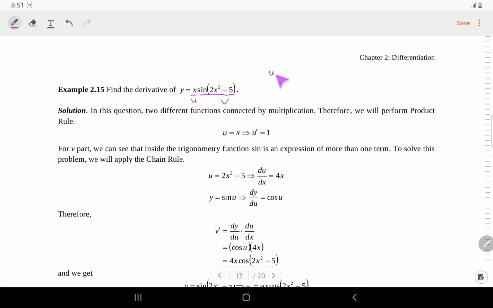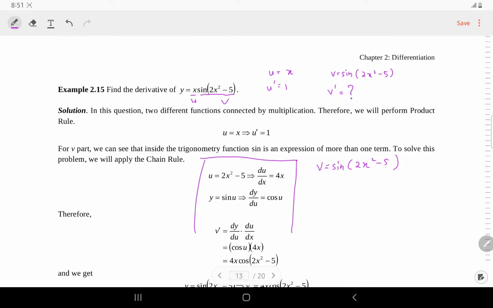Okay, here our u is x. So u prime is 1, and our v is sine 2x square minus 5. To get v prime, we need to differentiate sine 2x square minus 5. So to differentiate sine 2x square minus 5, we need to perform chain rule, where we assume u as 2x square minus 5. This is our u. Okay, ni sekarang ni kita nak differentiate v equal to sine 2x square minus 5.